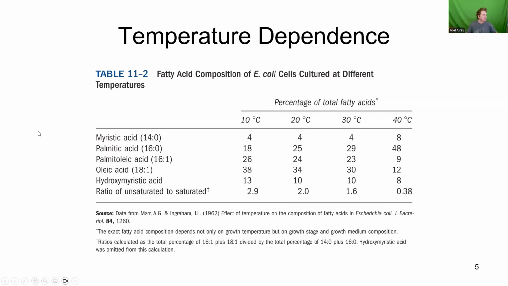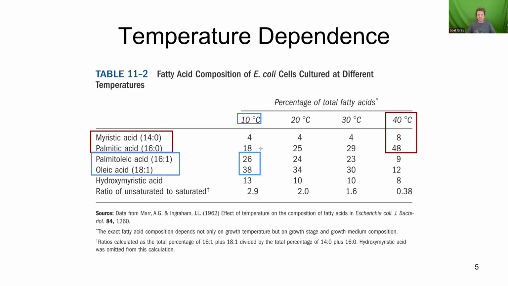And again, to highlight this graphic, what you really need to understand is that myristic acid and palmitic acid are your saturated fatty acids, and they are in greater abundance at higher temperatures. If we compare that to palmitoleic acid and oleic acid, those are both monounsaturated fatty acids. At 10 degrees Celsius, you're going to have about 64% of your fatty acids being palmitoleic and oleic acid in your membranes. So your membrane composition is going to be different based on the temperature that E.